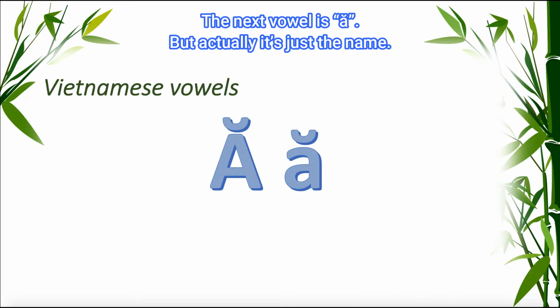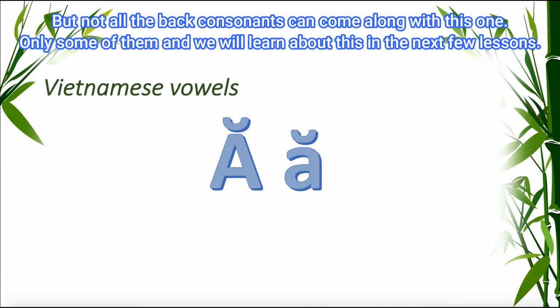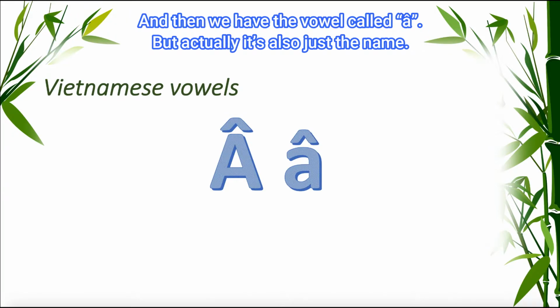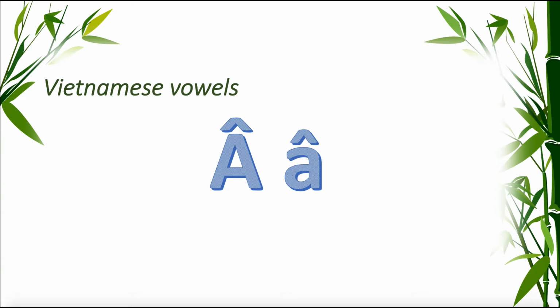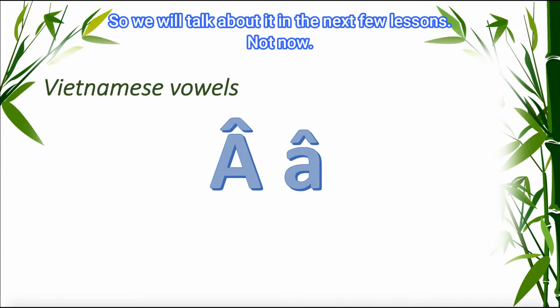The next vowel is Ă, but actually it's just the name. We cannot pronounce this one as long as it stays alone. We need at least a back consonant to come along with this. But not all the back consonants can come along with this one, only some of them, and we will learn about it in the next few lessons. And then we have the vowel Â, but actually it's also just the name. There is no way we can pronounce this one when it stays alone, and we also need at least a back consonant to come along with it. So we will talk about it in the next few lessons, not now.